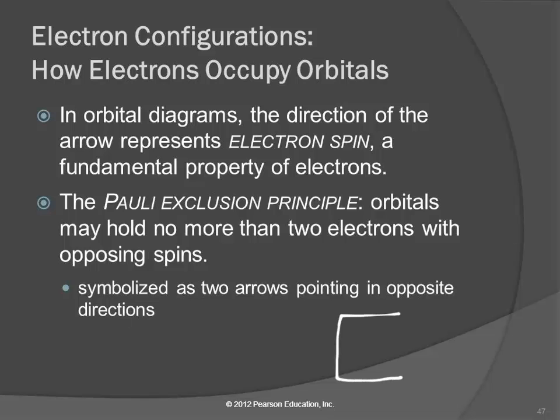So here's our 1s orbital, and if we have 2 electrons in there, one's pointing up and one's pointing down, because they have opposite spins. What element has 2 electrons? Helium. So this is the orbital diagram for helium, because in the 1s orbital, it's got 2 electrons. Each orbital can hold up to 2 electrons, and the lower energy orbitals are going to fill up before they go to higher energy orbitals.